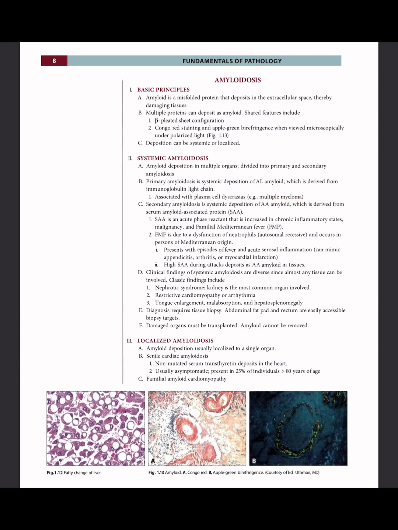Secondary amyloidosis is a systemic deposition of AA amyloid, or amyloid A, which is derived from serum amyloid associated protein, SAA. SAA is an acute phase reactant that is increased in chronic inflammatory states, malignancy, and familial Mediterranean fever, FMF. FMF is due to dysfunction of neutrophils, is autosomal recessive, and occurs in persons of Mediterranean origin.